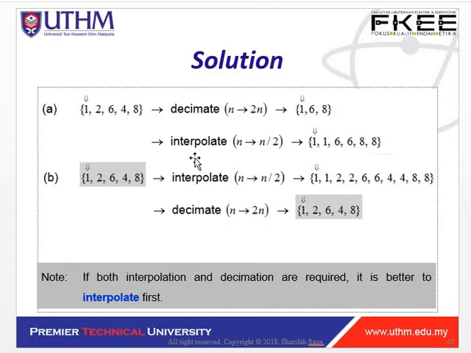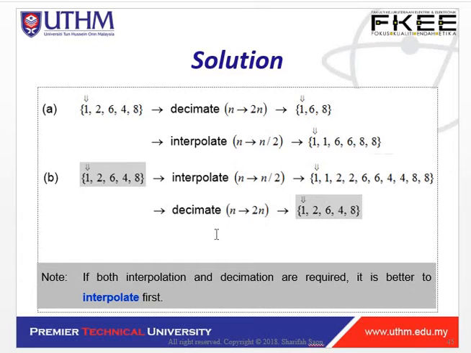Okay. And then followed by interpolate. Interpolate just now is using the step. So that means you follow 1, 1, 6, 6 and 8, 8. So the answer is 1, 1, 6, 6, 8, 8. Origin at 1. And then the same question, but you do the interpolation first. Interpolation using the step. So you have 1, 1, 2, 2, 6, 6, 4, 4, and 8, 8. Then followed by decimate. Okay, the decimate, you reduce the sample size by 2. So you choose 1, 2, 6, 4, 8. So this is the answer.